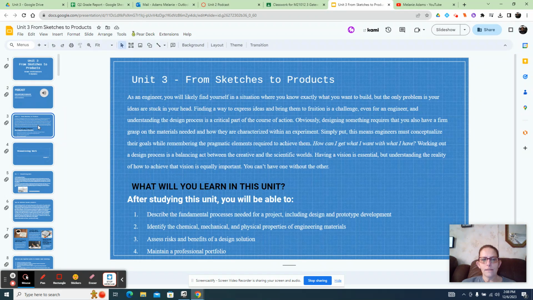In this lesson, you will learn to describe fundamental processes needed for a project, including design and prototype development. You will identify chemical, mechanical, and physical properties of engineering materials. You will be able to assess risks and benefits of a design solution, and you will be able to maintain a professional portfolio, which is going back to your engineering design project.